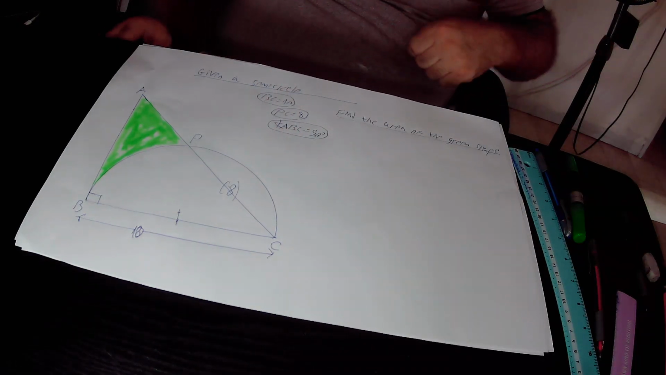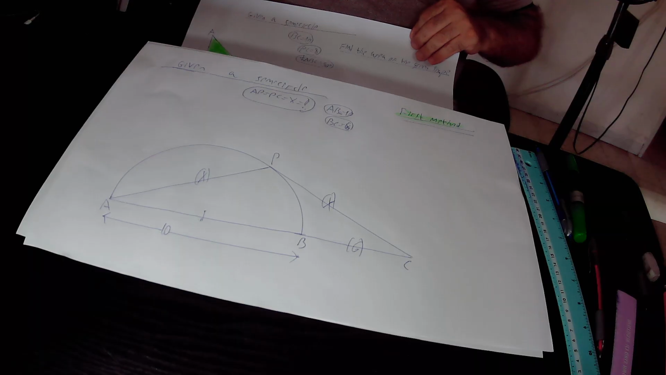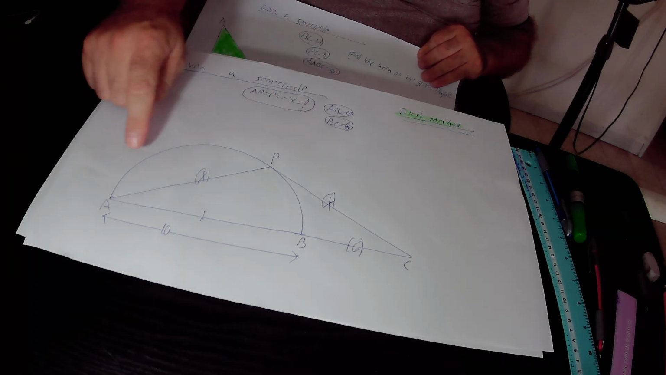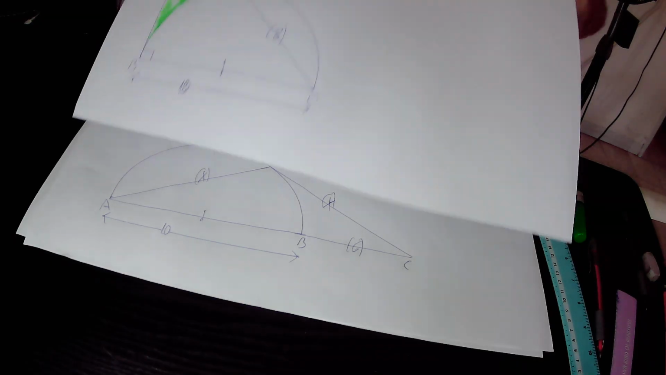And now in this lecture I'll answer two questions. In the first question we find out the area of this green shape, and in the second question we find out the length of line segment AP equals x using two different methods. So we start with the first question.